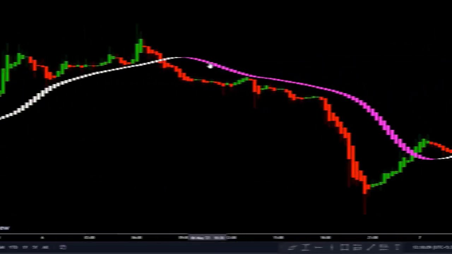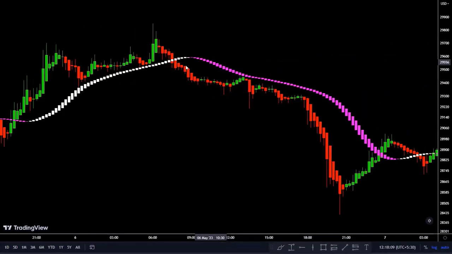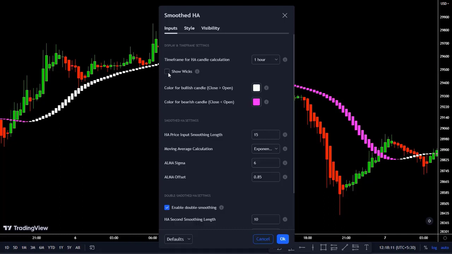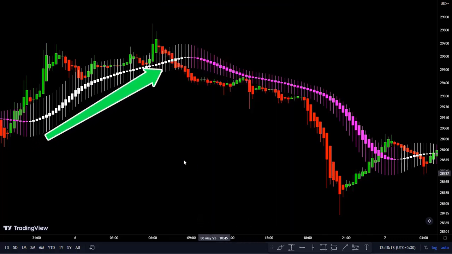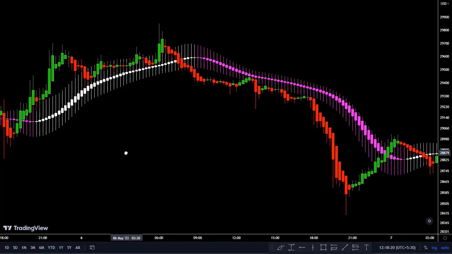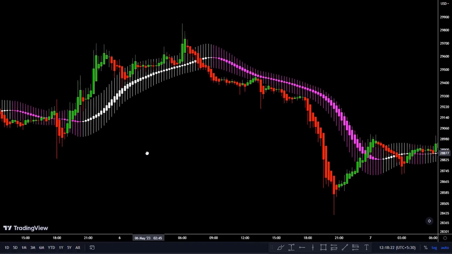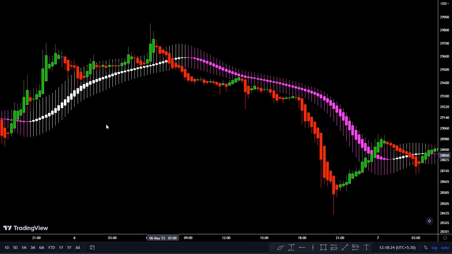Okay, we're currently on the 15 minutes time frame. Let's enable the smooth Heiken Ashi wicks and show you a couple of more examples of how we can use the indicator for trade entries. So here we had a strong bullish trend. The Heiken Ashi candles were positioned below the price. Then market started losing its momentum and it entered into a short range. The Heiken Ashi candles turned pink.